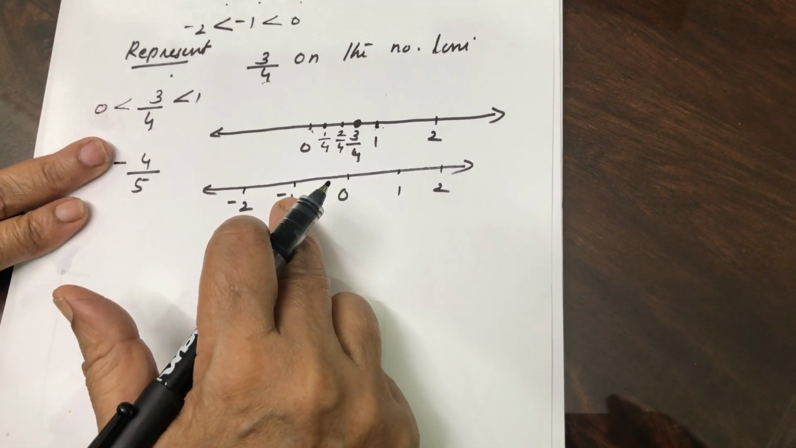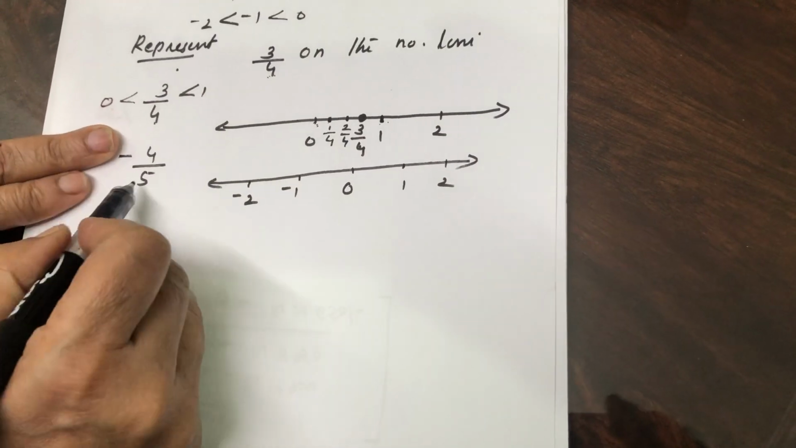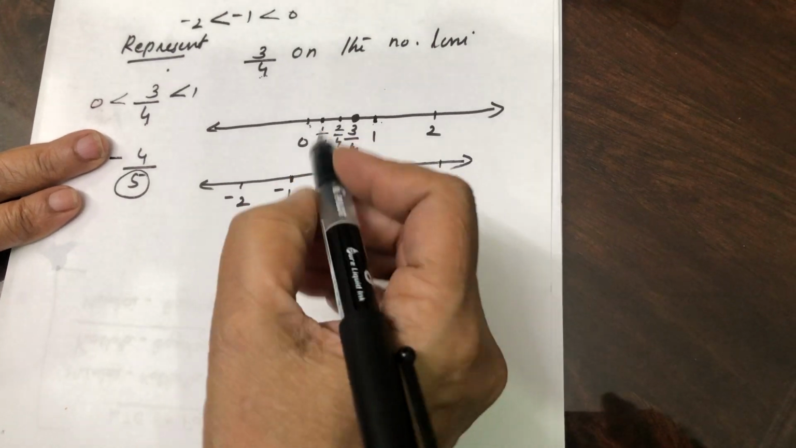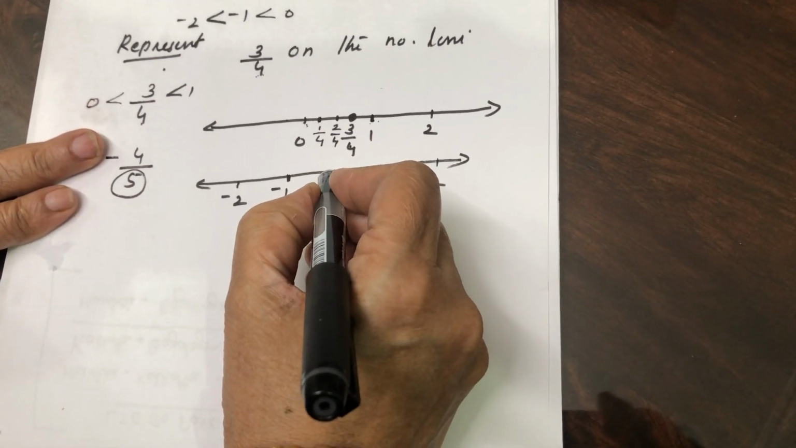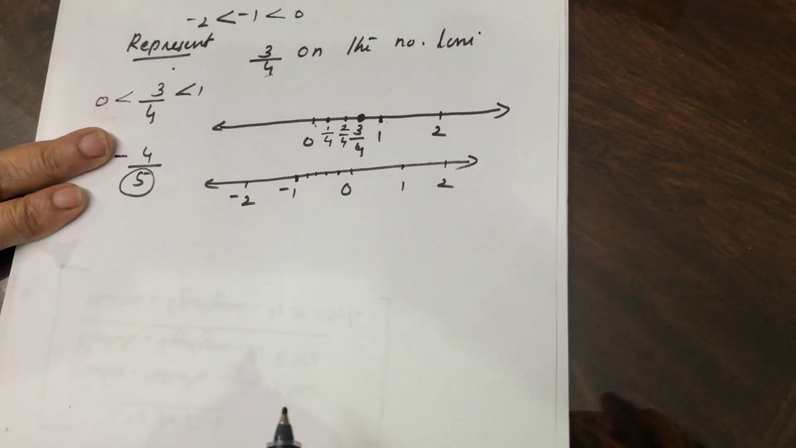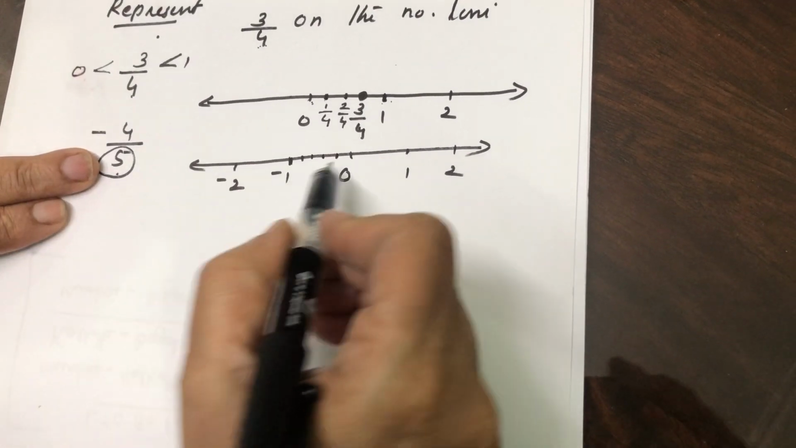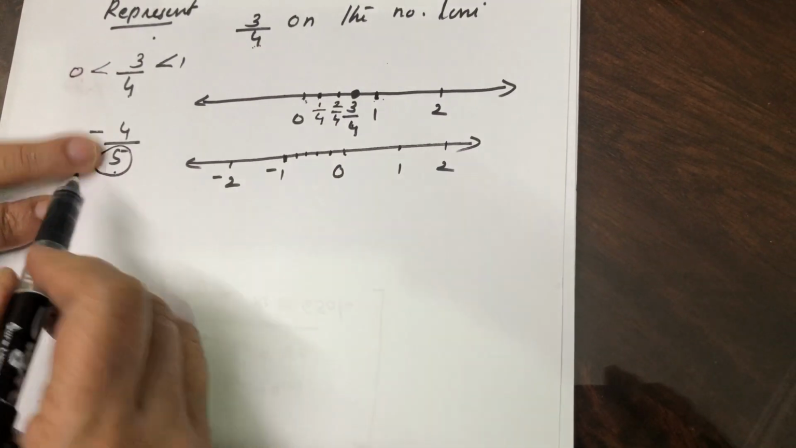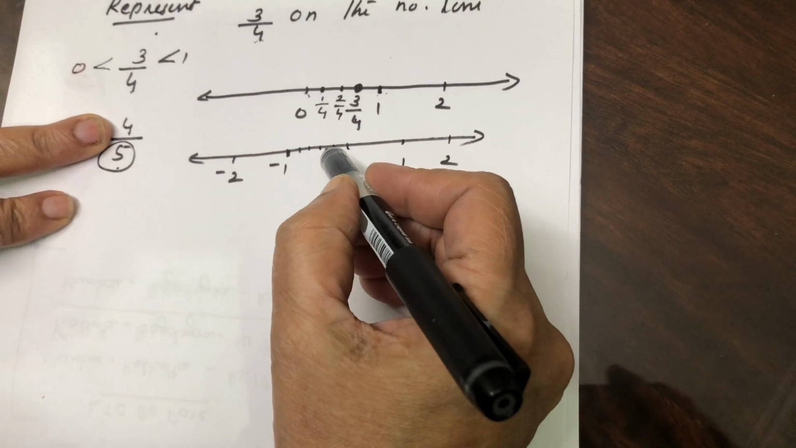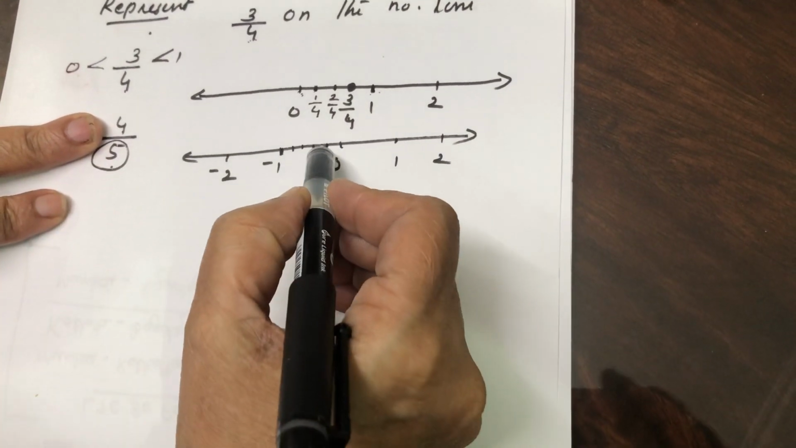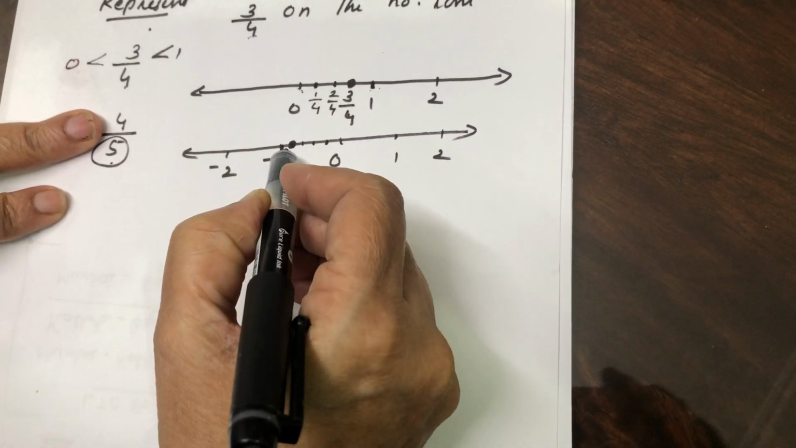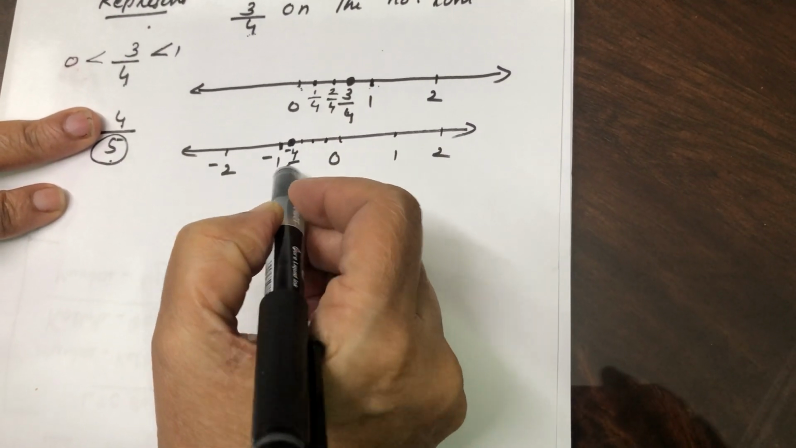This 0 to -1 is divided by the denominator, 5, into 5 equal parts. The numerator is 4, so from 0 you move left 4 places: 1, 2, 3, 4. This point is minus 4 by 5.